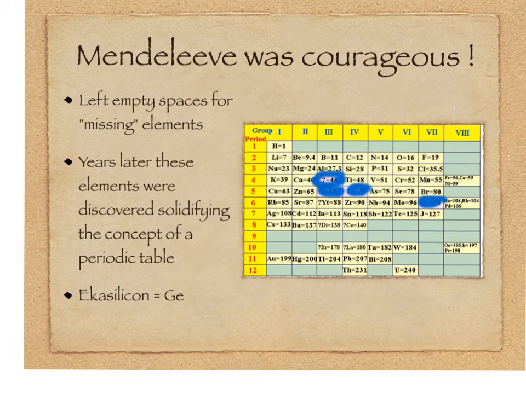In particular, he called the missing element ecosilicon because it was right below silicon. And several years later, germanium, which now exists below silicon, was discovered, and the properties that Mendeleev predicted for germanium were almost exact. And he predicted them by averaging the properties of the element above and below it, much as some of you have done in your lab activities.